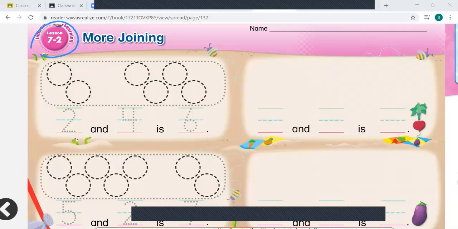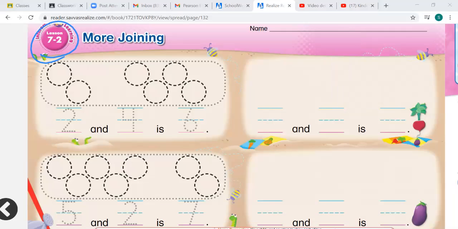We are on lesson 7-2, more joining. You already learned to act out number stories that involve joining two groups. Now you're going to learn about joining groups and writing numbers to show the joining. All right, let's look at our work mat here.